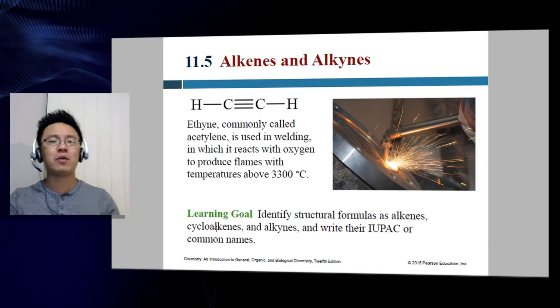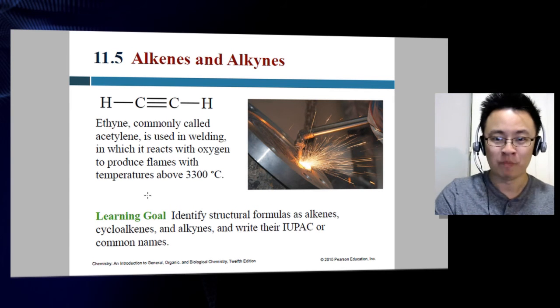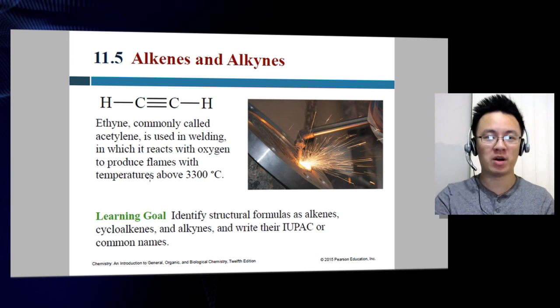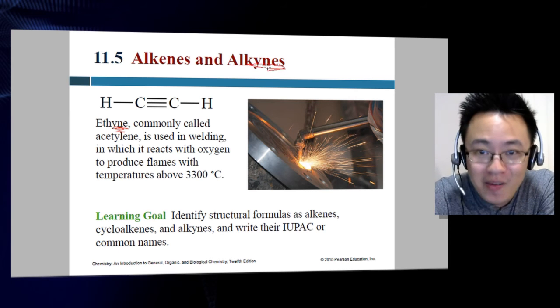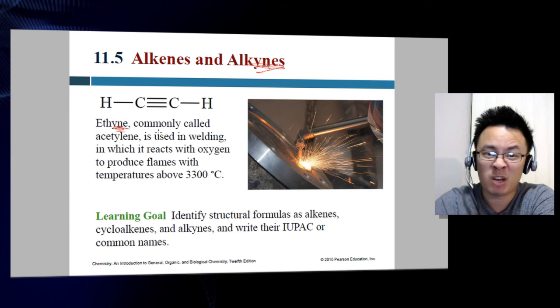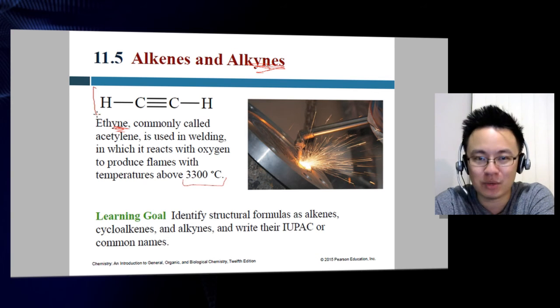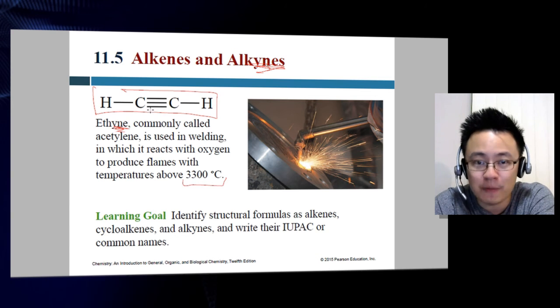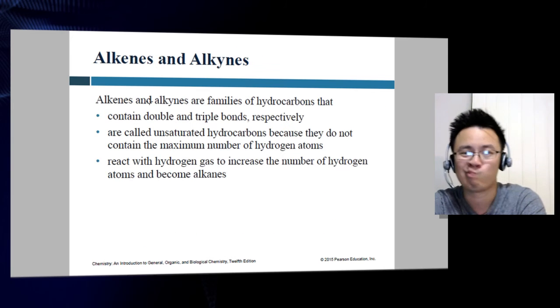Let's go ahead and talk about alkenes and alkynes. Alkanes have carbon-carbon single bonds. Alkenes have carbon-carbon double bonds. Alkynes have carbon-carbon triple bonds. As you can see in this image, we have ethyne, which has the suffix for an alkyne. This is commonly known as acetylene and is used in welding, in which it reacts with oxygen to produce flames with temperatures above 3,300 degrees Celsius. Between that carbon-carbon, we have one sigma bond and two pi bonds, three bonds right over there. So that would be an alkyne molecule.